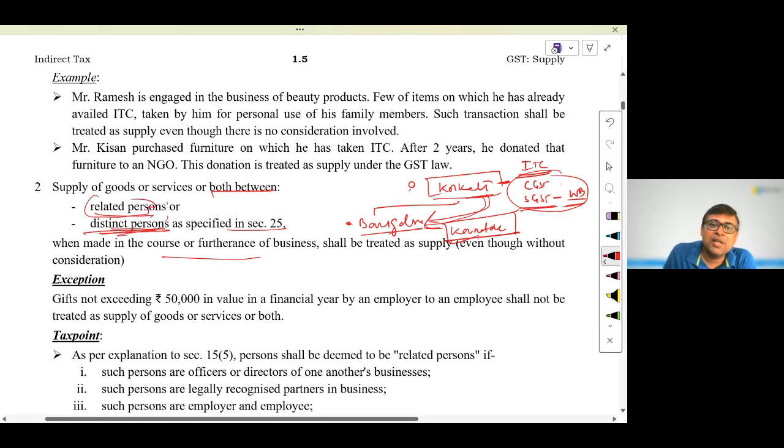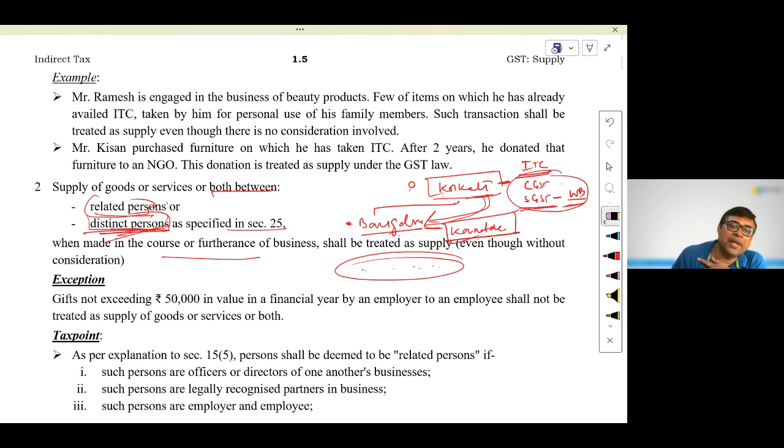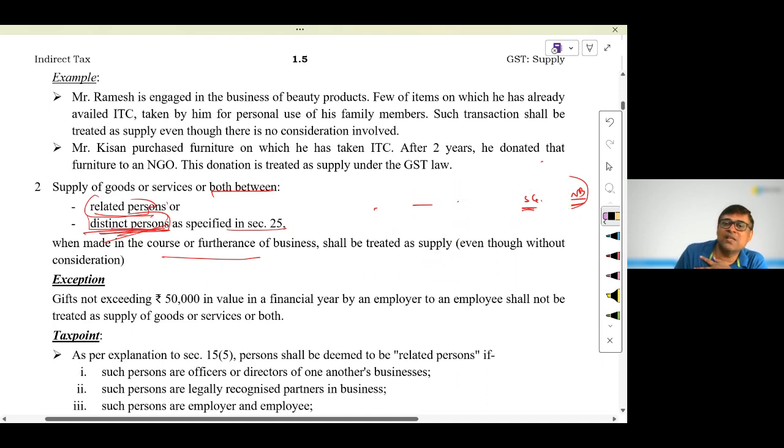To take care of this type of situation, they derived a new word called a distinct person. What do you mean by distinct person? All branches under the same PAN number, all GST registration numbers with the same PAN number, the relationship between these is known as distinct person for each other. So since this is a transaction between distinct persons, it will be treated as supply, even though the transaction does not involve any second person, does not involve any third party. It will be treated as supply, even though there is no consideration.